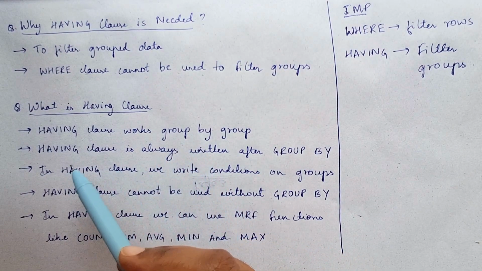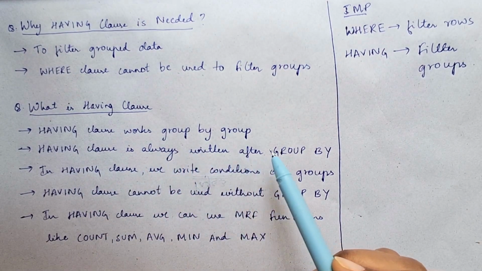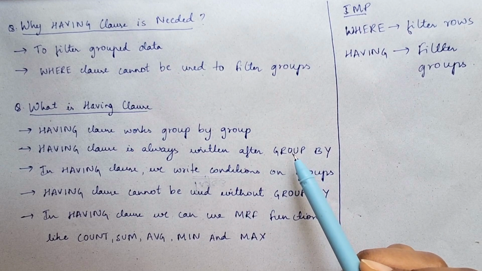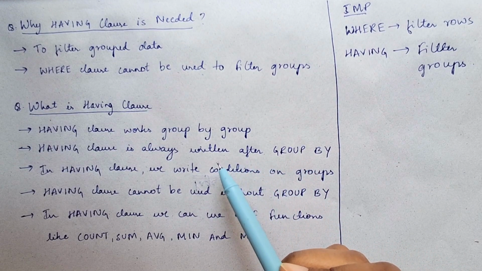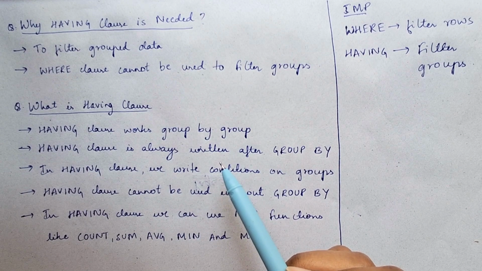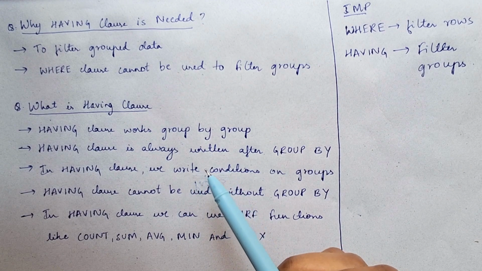Second point, having clause is always written after group by. Now you will ask why? Because having clause works only on groups, guys. If groups are not created, then there is nothing for having clause to filter, right? So first SQL creates groups using group by, and only after that having clause is applied. That's why having is written after group by, not before.